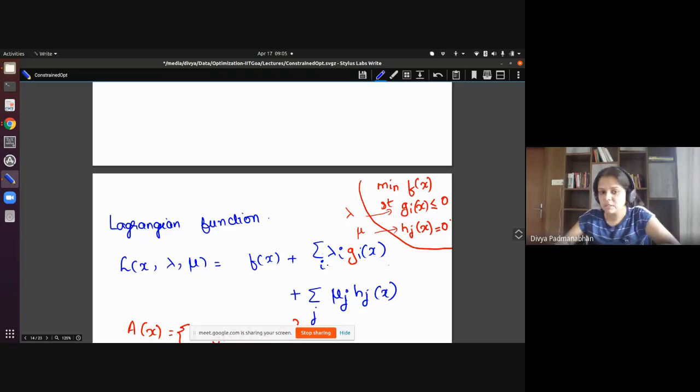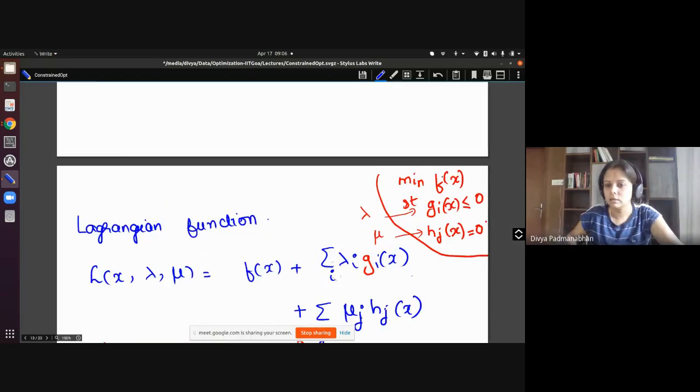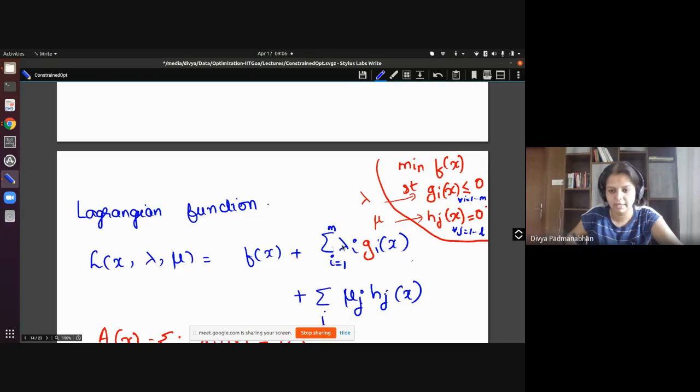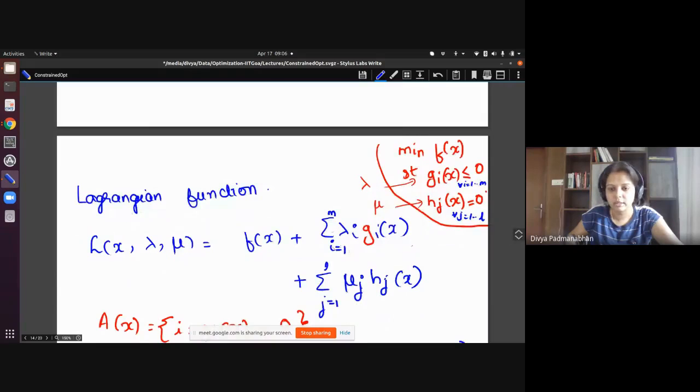One of the purposes of the Lagrangian is that you don't want the summation over active constraints, where you have to go and identify and write it. So you write it as summation lambda_i g_i(x) over all the constraints. Let me make it very specific: this is for i equals 1 to m, irrespective of what is active and what is not active, and j is 1 to l.